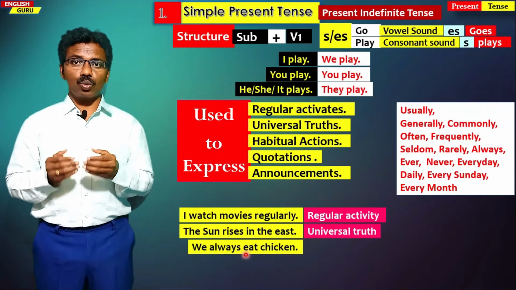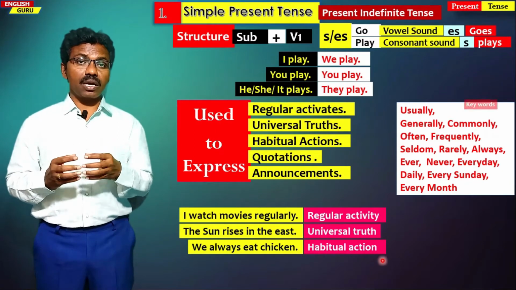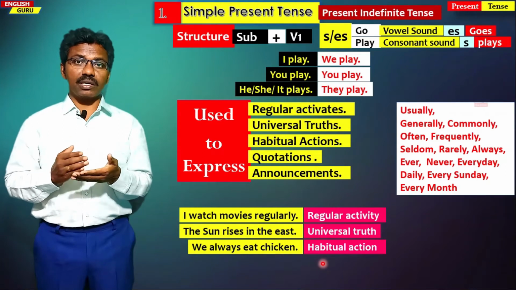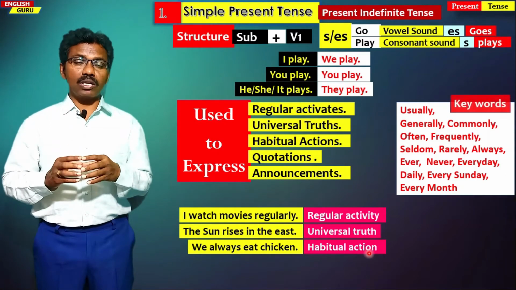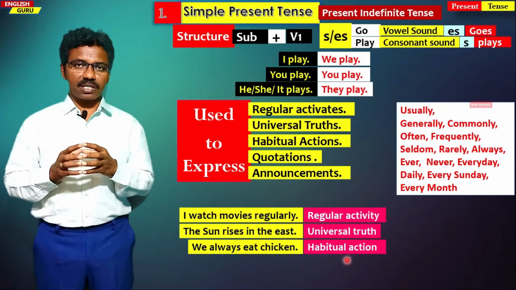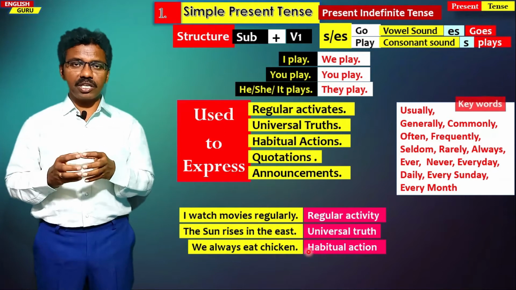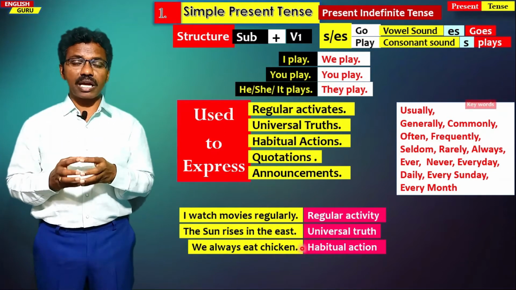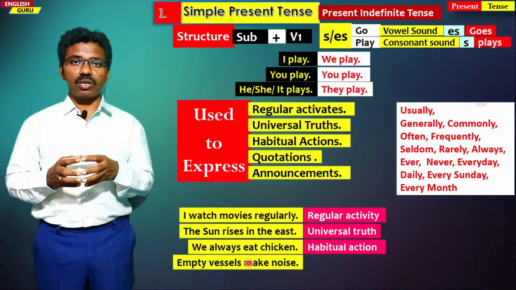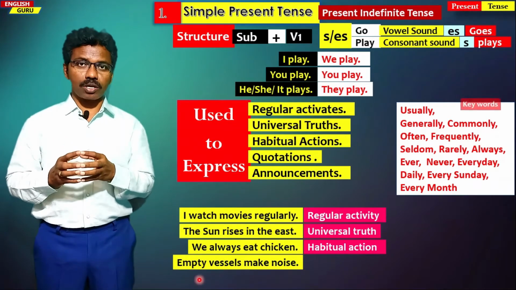In the next sentence, we always eat chicken. It's a habitual action. So habitual, regularly, habit, all habitual actions should be in simple present tense only. So we always eat chicken is a regular activity, so it is a habitual action, so it has to be in simple present tense. In a similar manner, in the next sentence, empty vessels make noise.